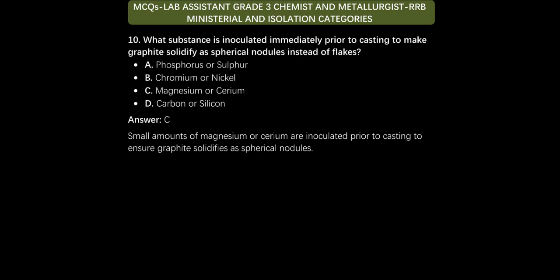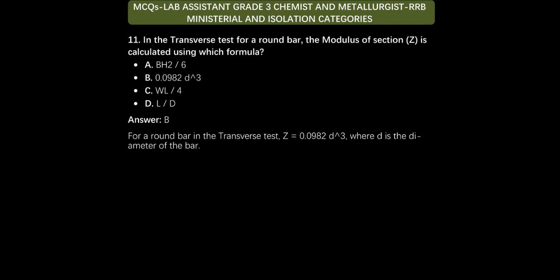What substance is inoculated immediately prior to casting to make graphite solidify as spherical nodules instead of flakes? Option C, magnesium or cerium. In the transverse test for a round bar, the modulus of section Z is calculated using which formula? Option B.